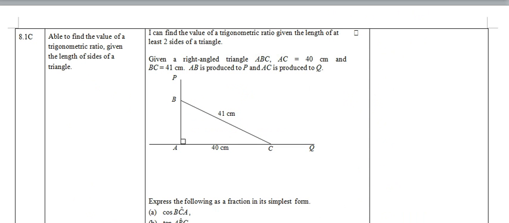Sec 2 Mathematics, Chapter 8, Trigo Ratios. Now, in this part of the chapter, we will be able to find the value of a trigonometric ratio given the length of at least two sides of a triangle.